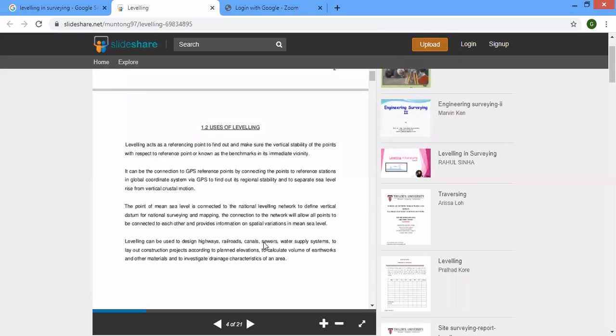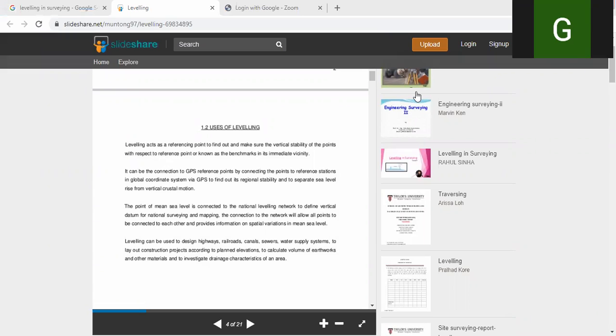So you see the third paragraph here. The point of mean sea level is connected to the national leveling network to define vertical datum for national surveying and mapping. So in our country, to select any reference points for leveling surveying, we have to start with mean sea level. Mean sea level is the reference for us. Mean sea level at any point will be a benchmark for us. Using that benchmark, we will be indicating the level of various points.